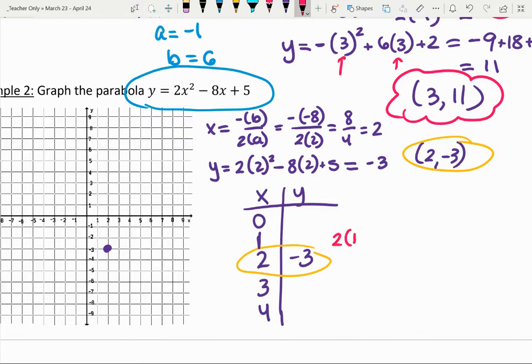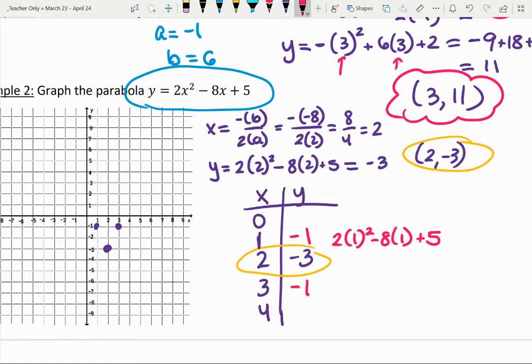So 2 times 1 squared minus 8 times 1 plus 5. Again, if I'm either following the order of operations or using my calculator there, I should get negative 1. And then remember, because these parabolas are symmetric, I get another coordinate point for free. So I get (1, -1) and (3, -1).